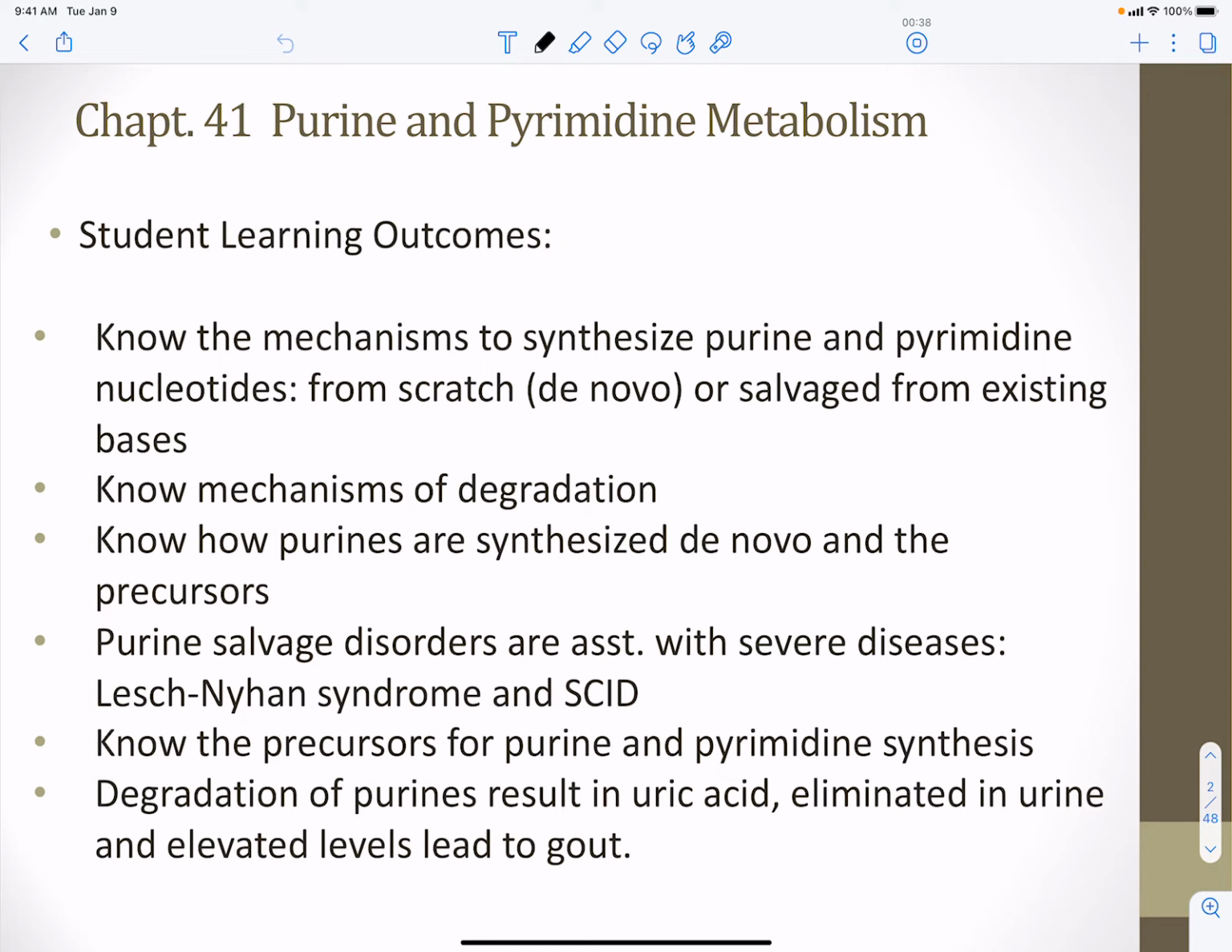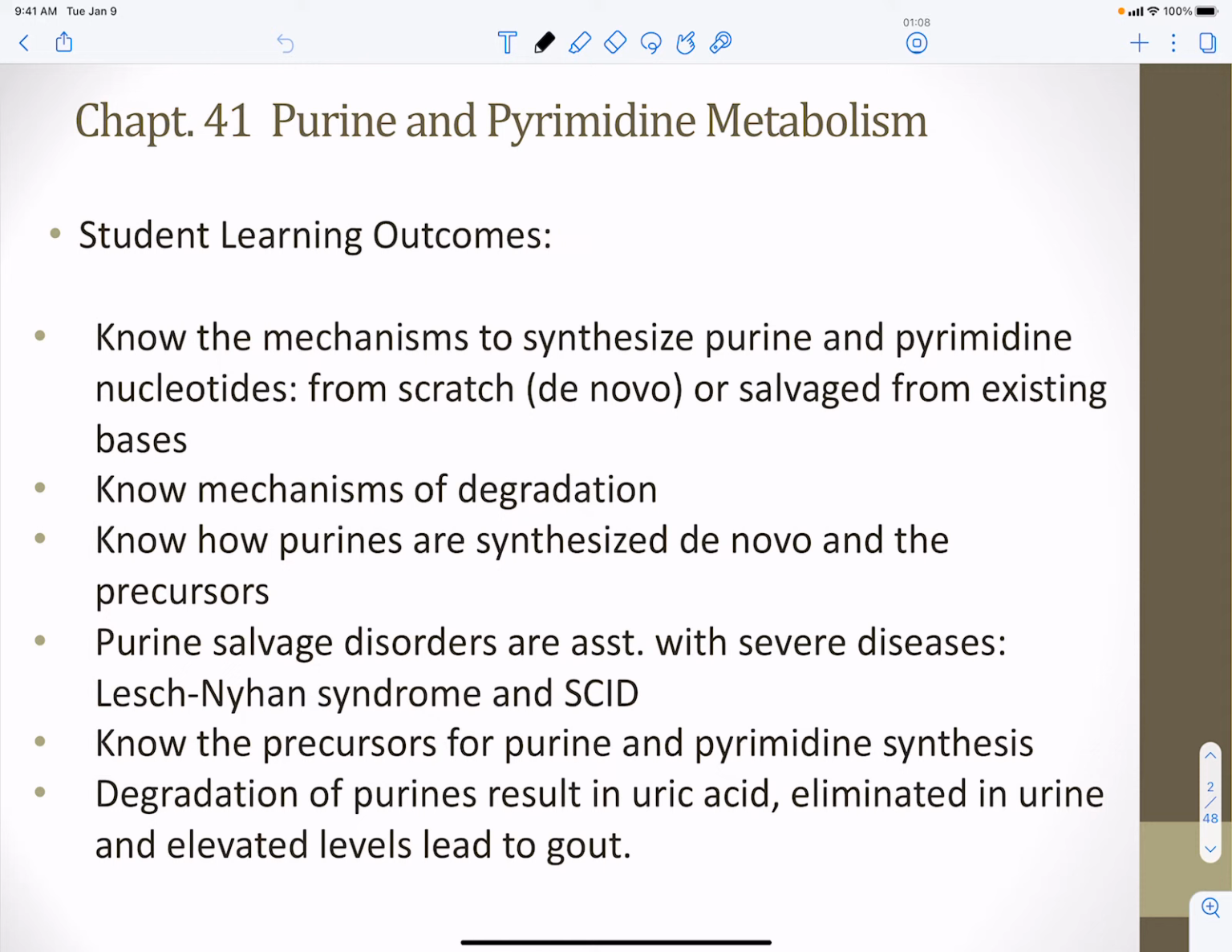Pyrimidines are also going to be formed, but it doesn't have as much control and regulation as your purine synthesis. So we'll talk a lot about the synthesis of these first, and then we're going to talk about how they're degraded. Purine degradation can lead to some diseases, whereas pyrimidines are more limited in the diseases. They typically get degraded into products that can be easily either reused or excreted.